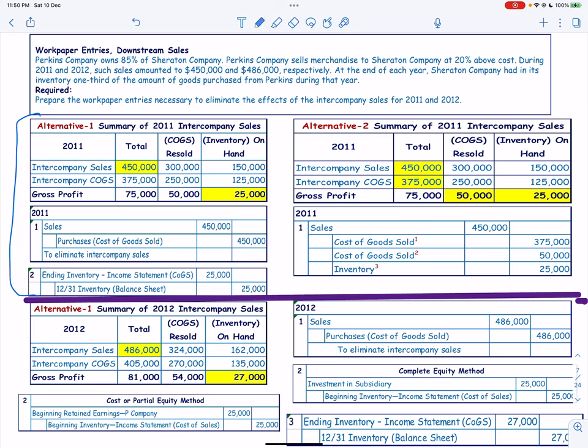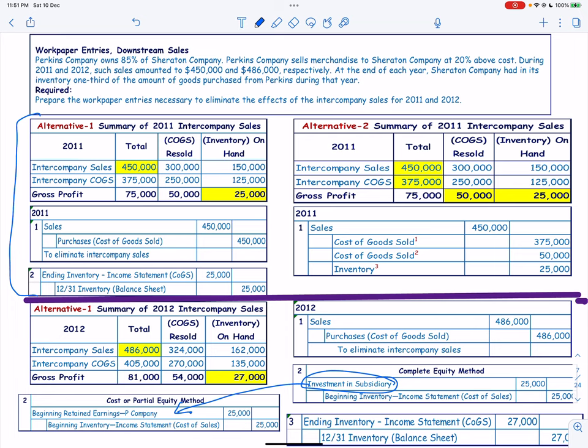Under the complete equity method, investment in subsidiary is debited and we don't debit beginning retained earnings. The reason is that the consolidated retained earnings is identical to the parent's reported retained earnings, and that's why we don't make any adjustments. The debit to retained earnings is replaced by a debit to investment in subsidiary, which serves simply to facilitate the elimination of this account on the work paper.